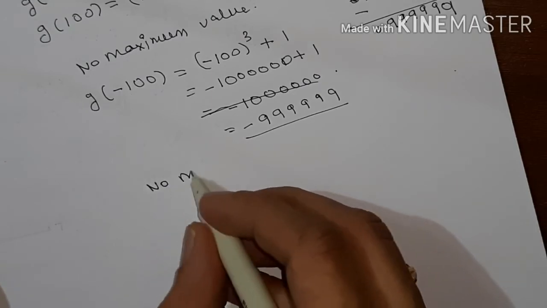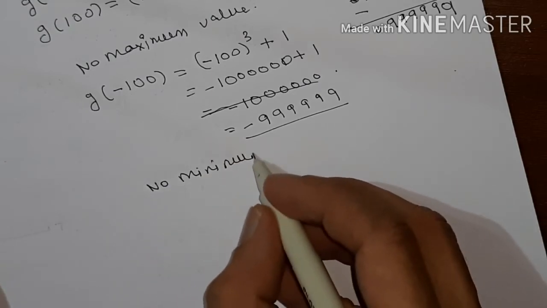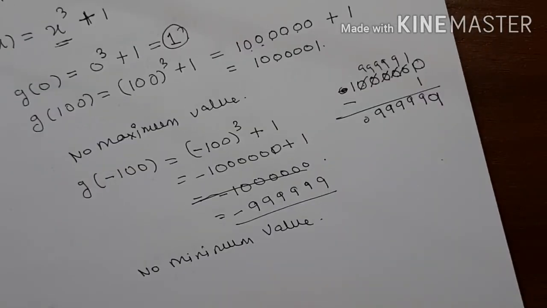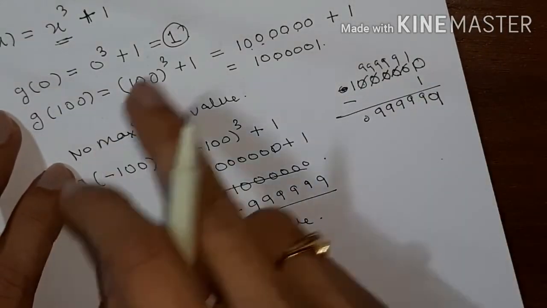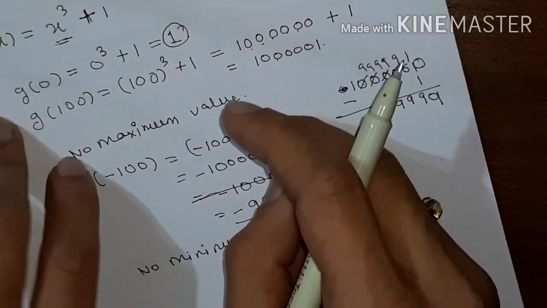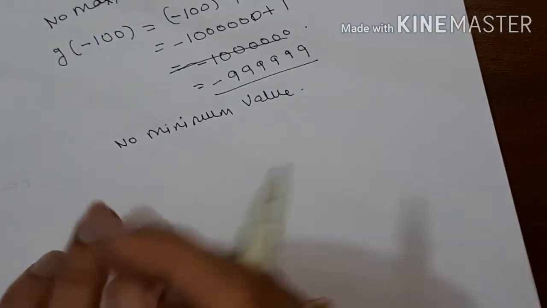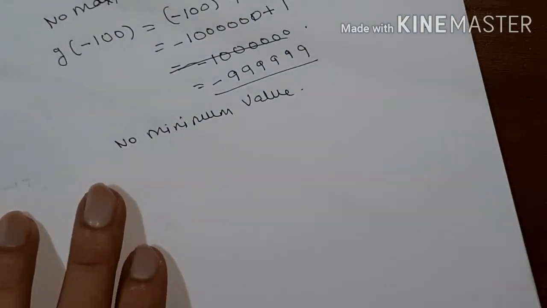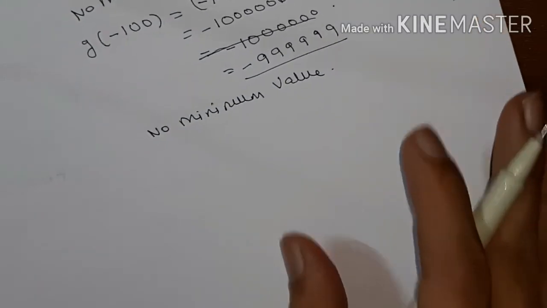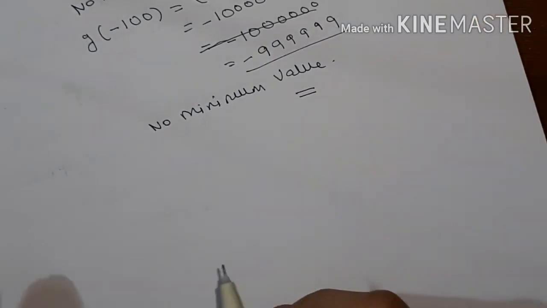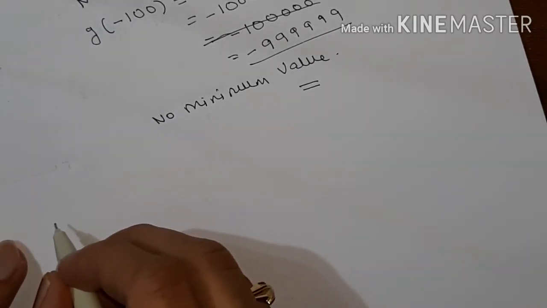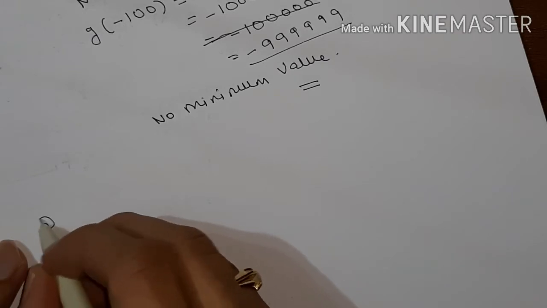So this has no minimum value also. On the right hand side, when x increases, the function keeps on increasing, so no maximum value. And on the left hand side, if x decreases, then the function keeps on decreasing, so no minimum value. So that was the answer of the fourth one. Now let us go to the second.